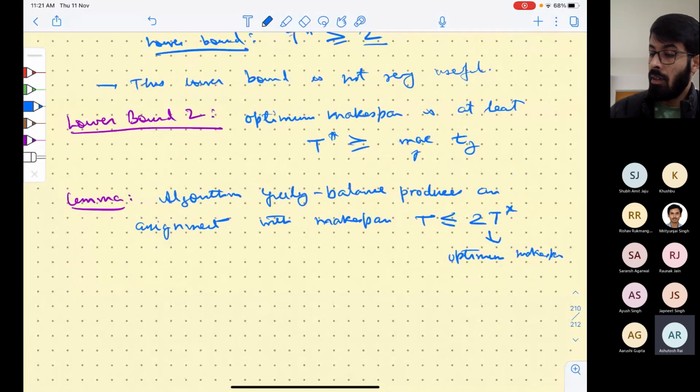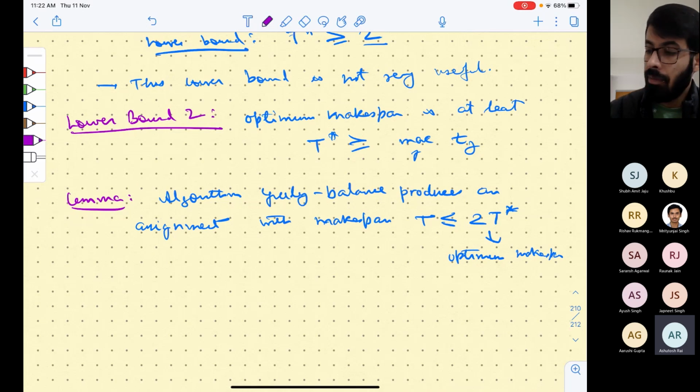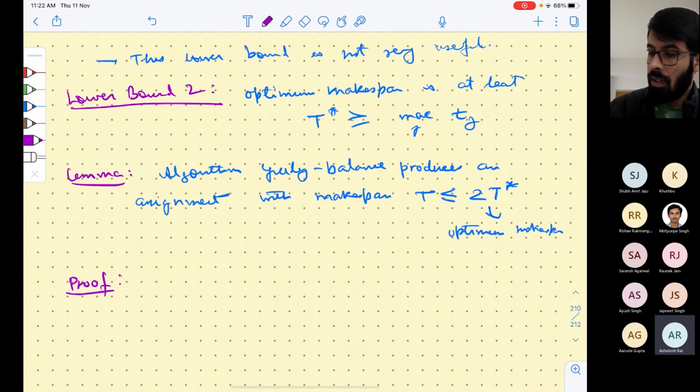Okay, so this is what we want to show: that no matter what jobs or machines we get, this algorithm, which is the greedy algorithm, the simple algorithm that we saw, always produces an assignment with makespan that is within a factor of twice of the optimum makespan. So let's look at the proof.